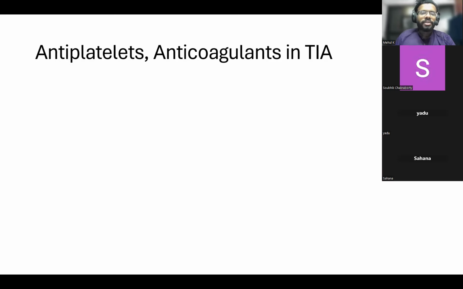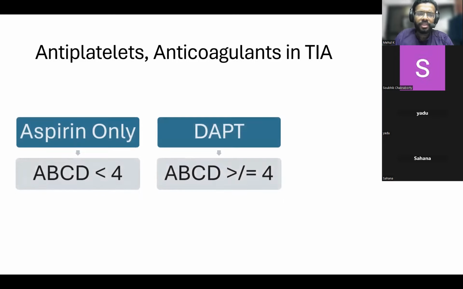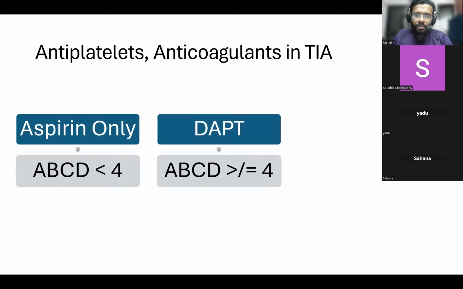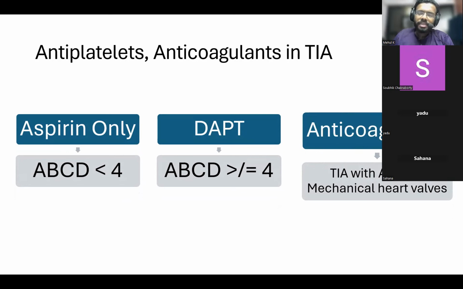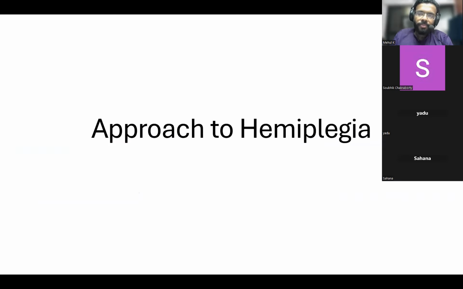So based on this, you can start patients on antiplatelets. Here it's the opposite of patients with stroke. If the ABCD2 score is high, that is 4 or more, you start both aspirin and clopidogrel. If it's low, then you can give only aspirin. If you think the patient has any risk factor for cardioembolic stroke, you can start the patient on anticoagulants also. So this was in brief about management of TIA, and I am going to stop myself here.